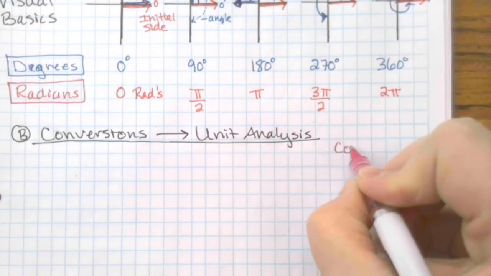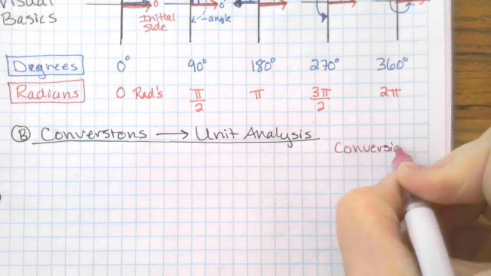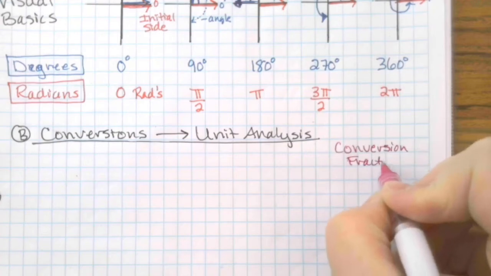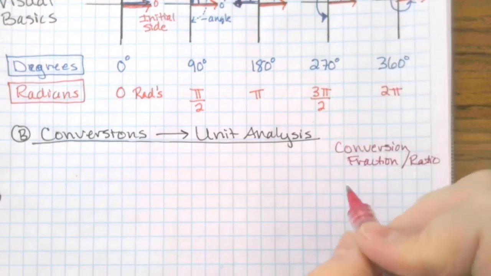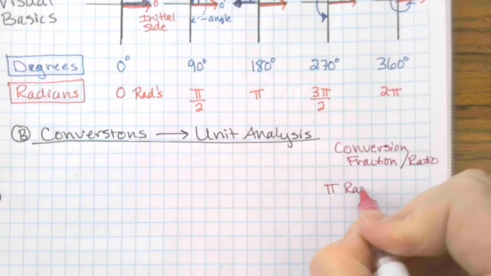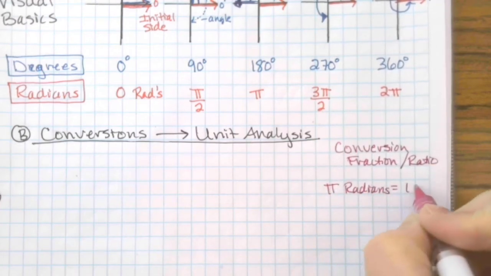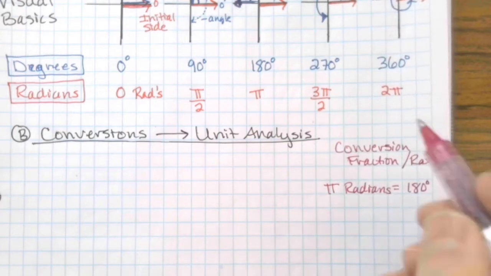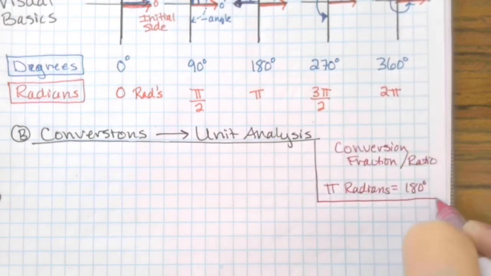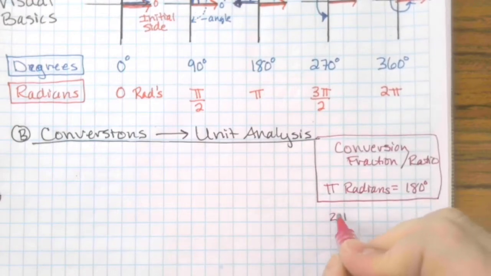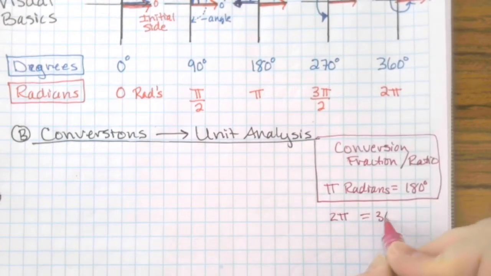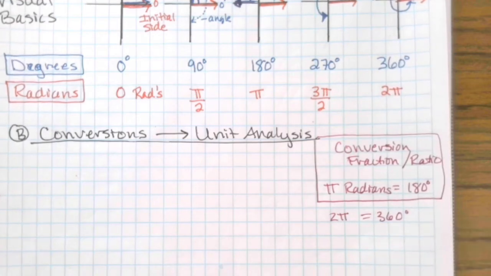So the easiest conversion fraction or ratio to use is the fact that pi radians equals 180 degrees. So that's the one we use most commonly. You could use 2 pi radians equals 360 degrees, but that's just twice as big, so there really isn't much reason to go twice as big unless it makes something else convenient.